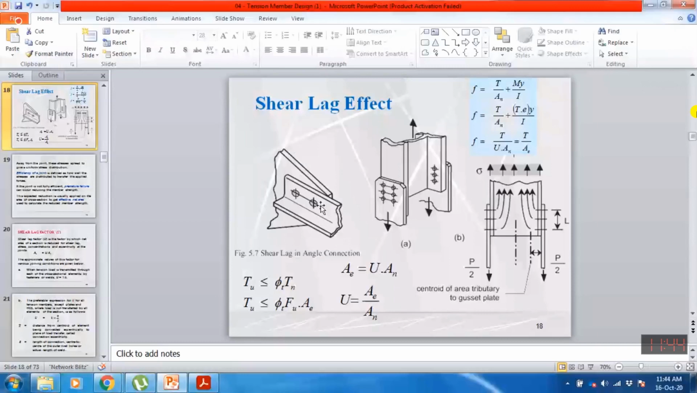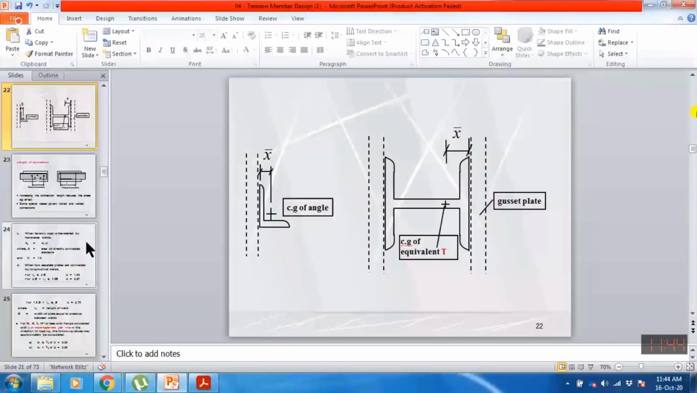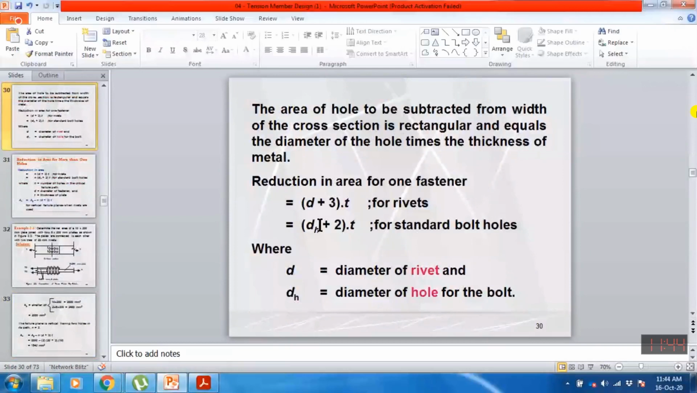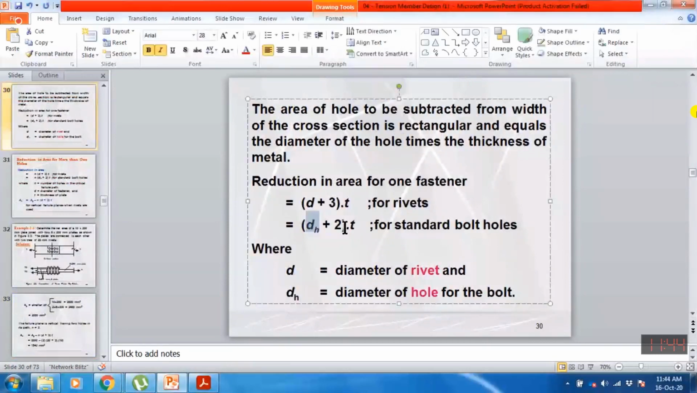Okay, but this formula is different for the bolt. For the bolt, we have the formula: diameter of the hole for the bolt plus 2. It is not 3. And what is the DH value? For example, if we are provided the diameter of the rivet 15, that value will be 15 plus 3. But if we are using the diameter of the bolt as 15, then for the 15 diameter bolt, the hole size will be different.